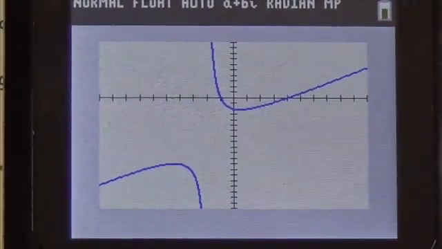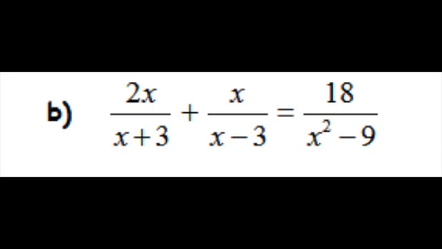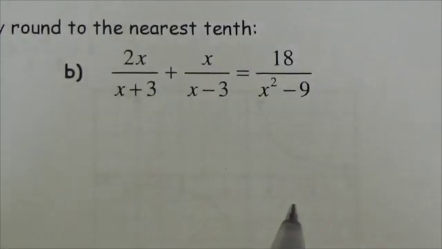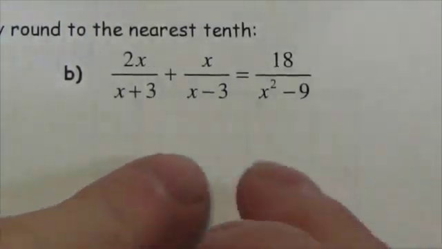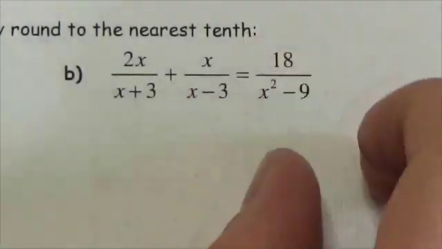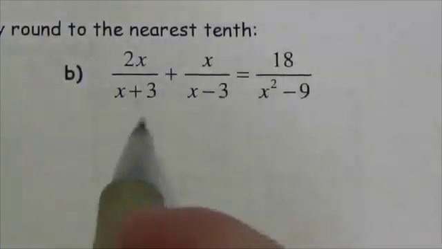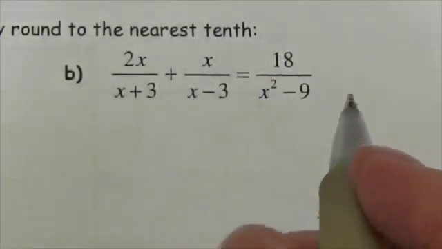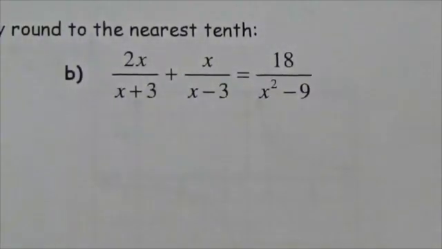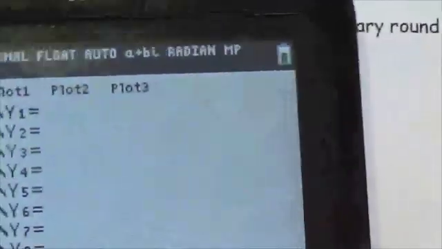We're going to now solve the other two here. 2x divided by x plus 3 plus x divided by x minus 3 equals 18 divided by x squared minus 9. Okay, so for this question right here, what we're going to do is split this up and graph both sides. So you've seen both methods here. We're going to graph the left side and then the right side. Okay, so pull up my calculator here.